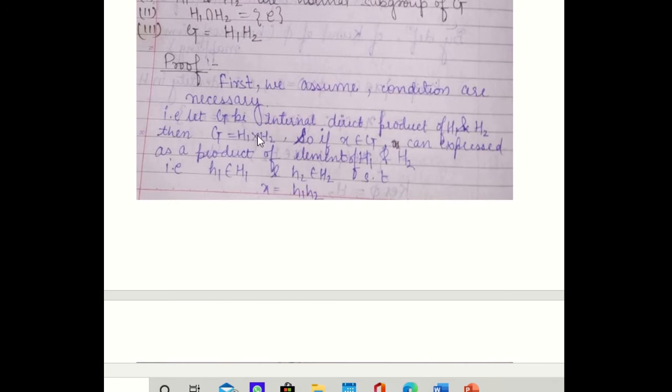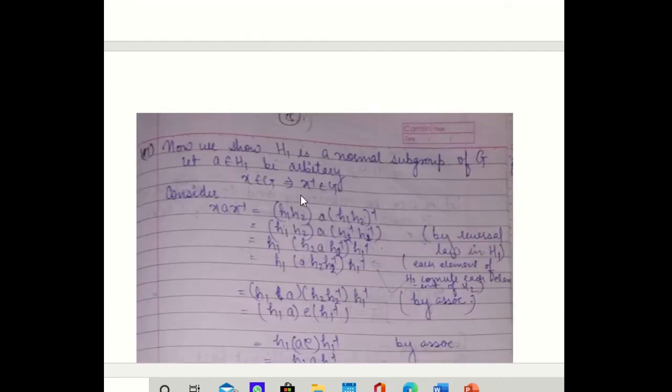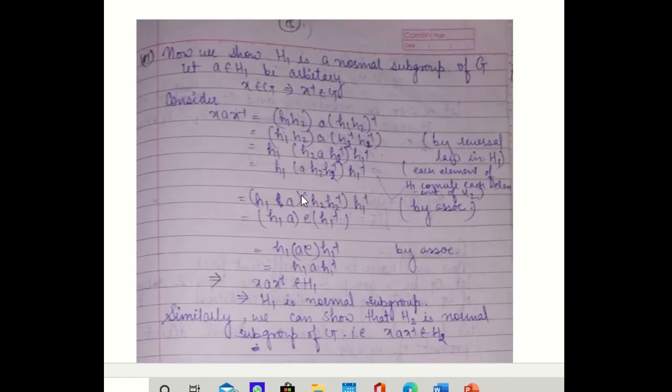Let G be an internal direct product of H1 cross H2. That is, G is equal to H1 cross H2. So, if x belongs to G, it can be expressed as a product of elements of H1 and H2. So let small h1 belong to capital H1 and small h2 belong to capital H2, so x equals h1 h2. Now we have to show that H1 is a normal subgroup of G.